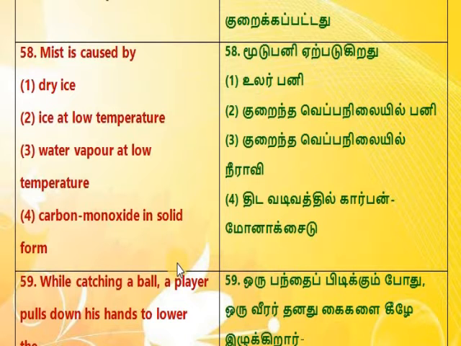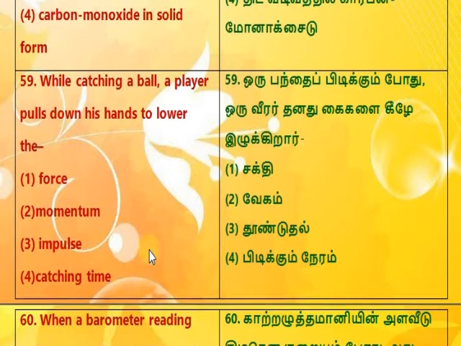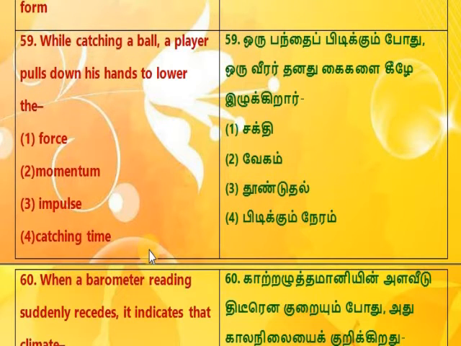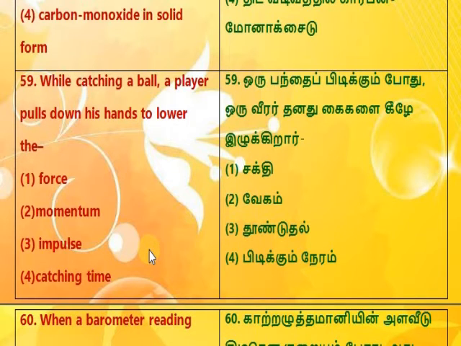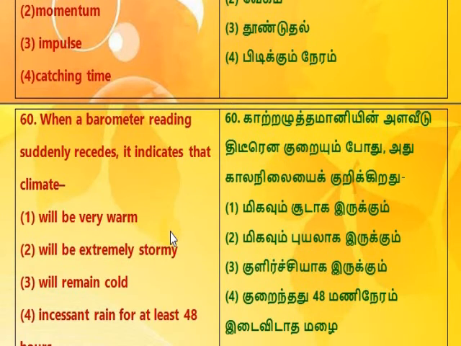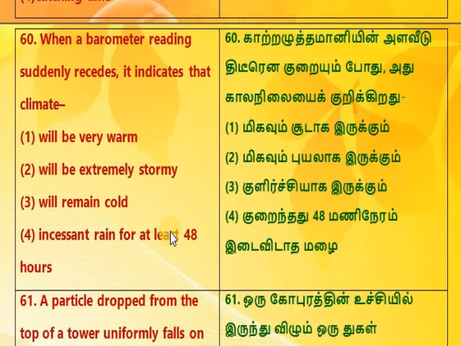Carbon monoxide in solid form. 59. While catching a ball, a player pulls down his hands to lower the 1. Force, 2. Momentum, 3. Impulse, 4. Catching time.